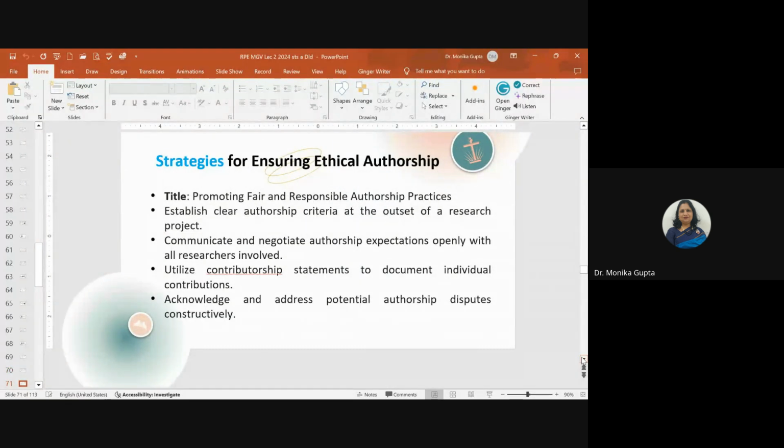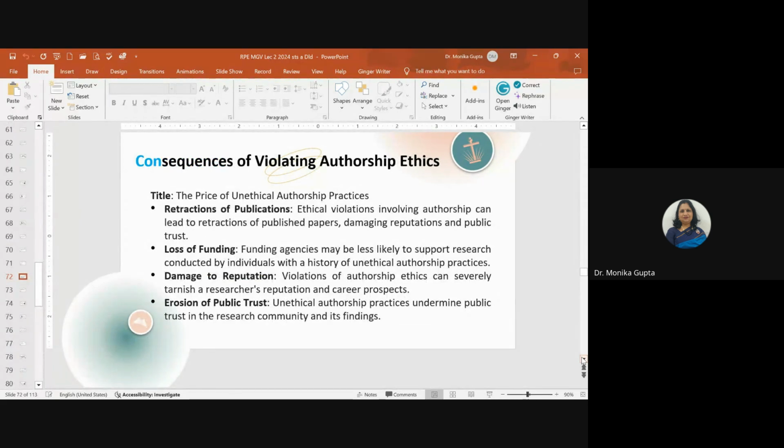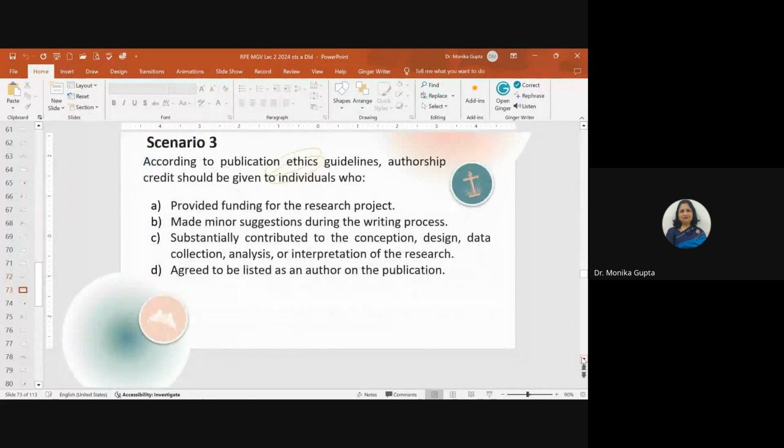So what can be the strategies to ensure ethical authorship? We should establish a clear authorship criteria, communicate and negotiate authorship expectations openly, utilize statements to document individual contributions, and acknowledge and address potential authorship disputes constructively. And what can be the consequences? Retractions of publications, loss of funding, damage to reputation, and erosion of public interest.